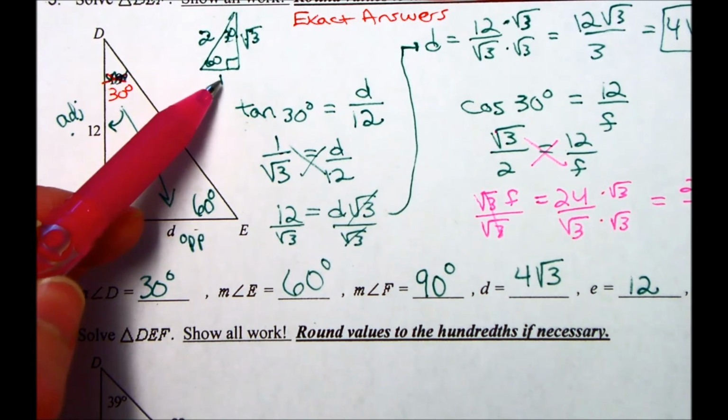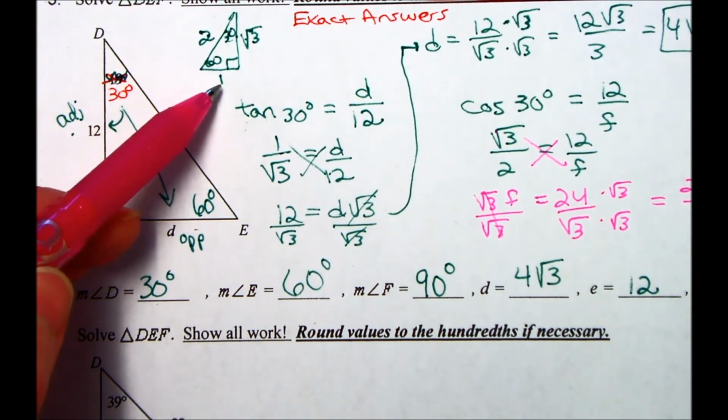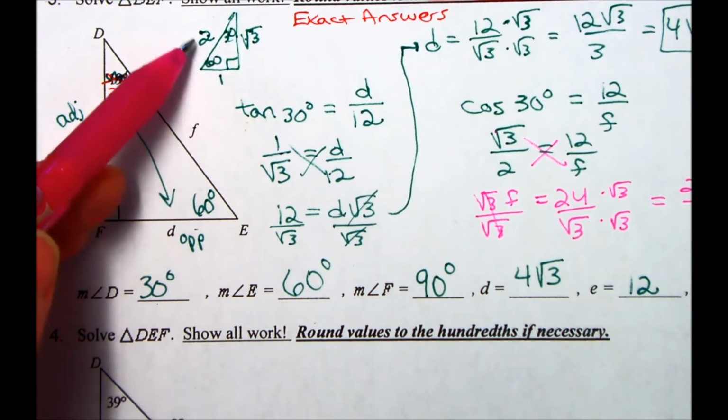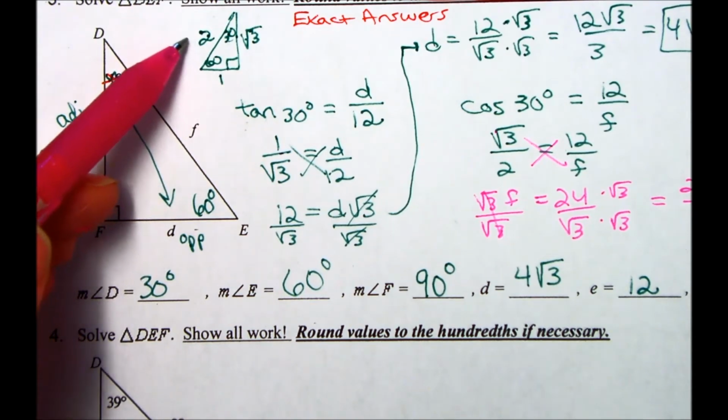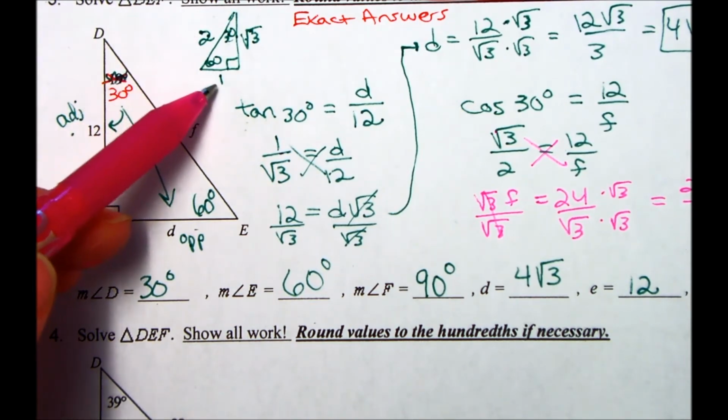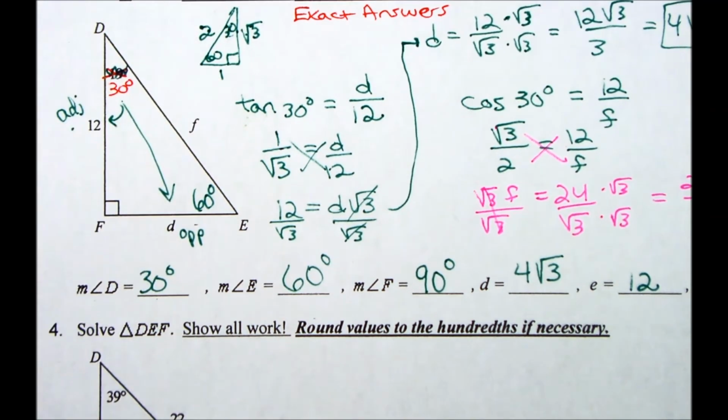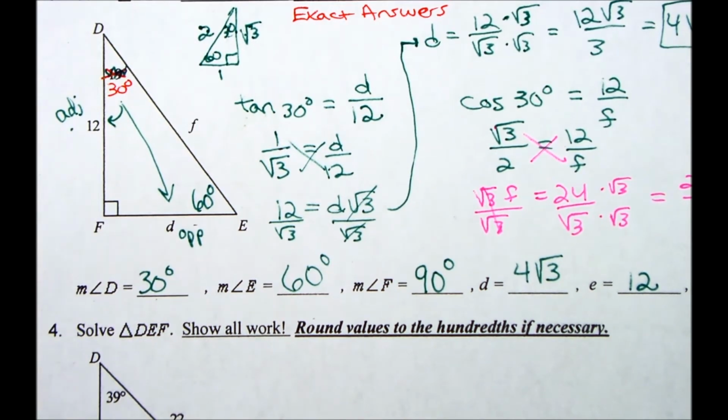So knowing that this is 1 and that's 2, so the smallest side, the side across from the 30-degree angle, if you double it, will give you the hypotenuse. Or if you take half of your hypotenuse, that's going to give you the smallest side. So those two sides are nice in that way.